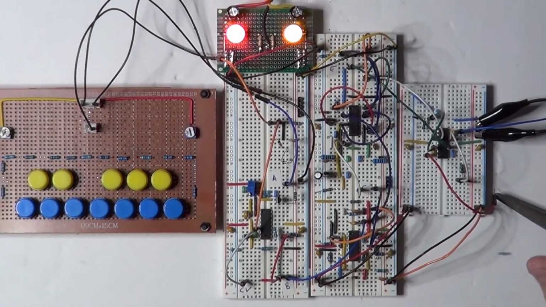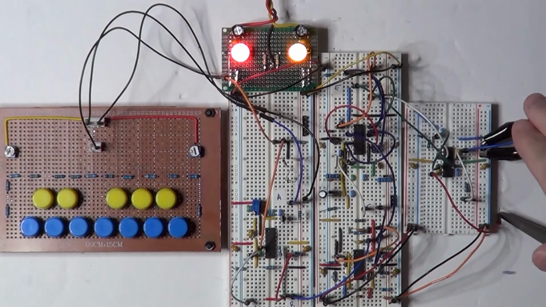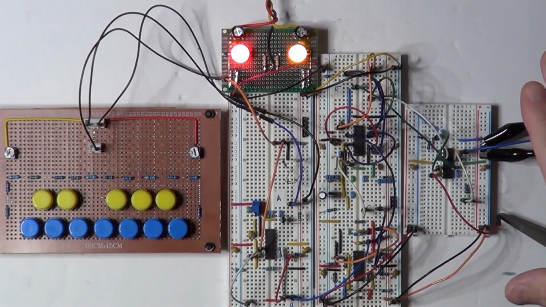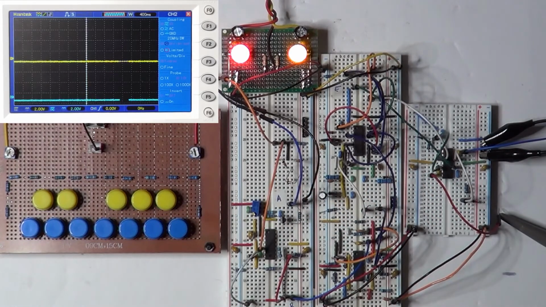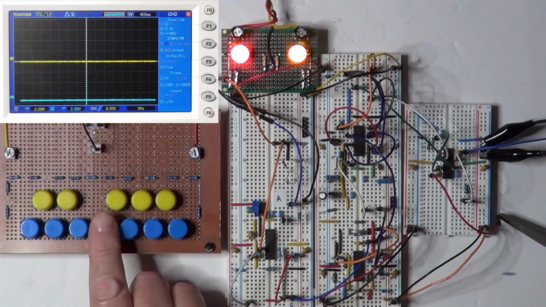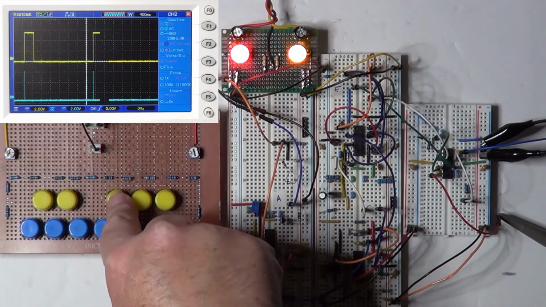I have connected both probes of my oscilloscope, one on the trigger and one on the gate, so we can see both of them at the same time. And later on we'll also check the control voltage. But for now let's concentrate on the triggers, which were the root of all the problems the last time. So let's start with simple tests, like a single key pressed.